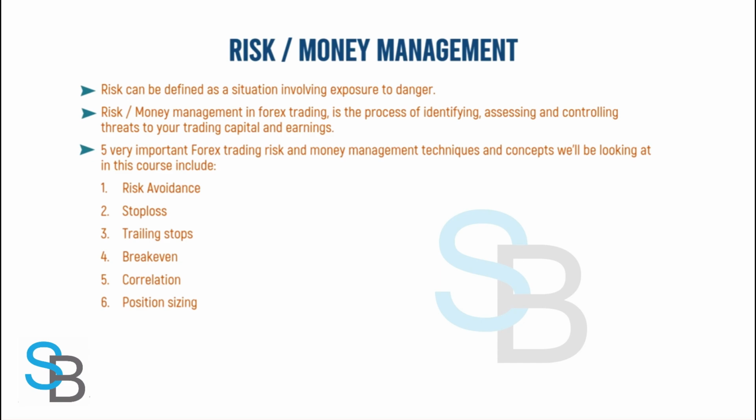Okay, we have the next point: five very important forex trading risk and money management techniques and concepts we'll be looking at in this course. The number one is risk avoidance. The second one is stop losses, and then we have trailing stops and break even, then we have correlation, and then we have position sizing. So we are going to look at these six concepts, not five but six concepts, of risk management and money management in this course.